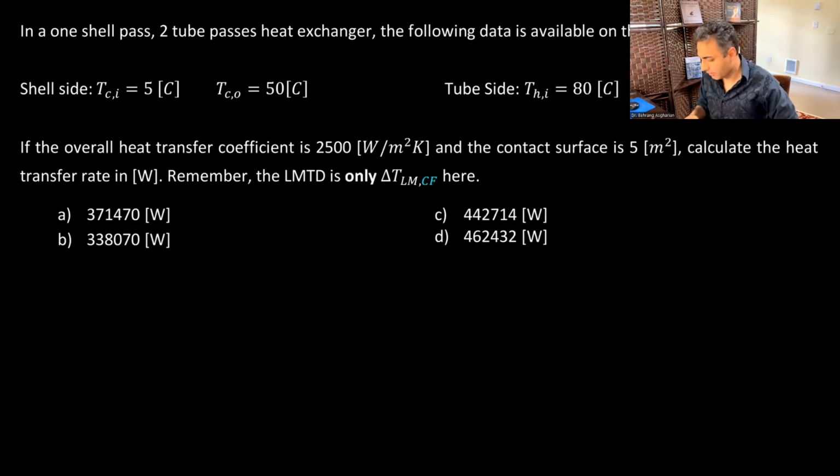Okay, this is the problem we started with. So what is our job? We need to calculate P, we need to calculate R, go to that graph, find the correction factor F, put it in the equation, and find the total heat transfer rate.